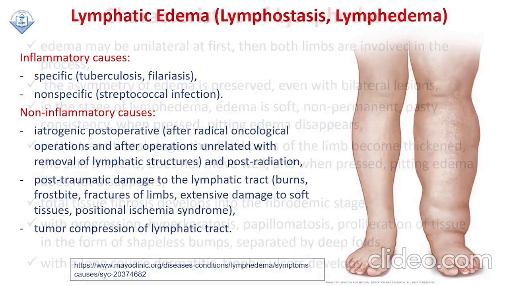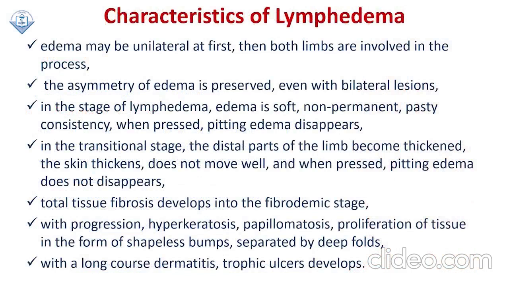This leads to edema, and characteristics of lymphedema are following. Edema may be unilateral at first, and then both limbs are involved in the process. The asymmetry of edema is preserved even with bilateral lesions. In the first stage of lymphedema, edema is soft, non-permanent, pasty consistency, and when pressed, pitting edema disappears. So lymphedema is non-pitting edema.